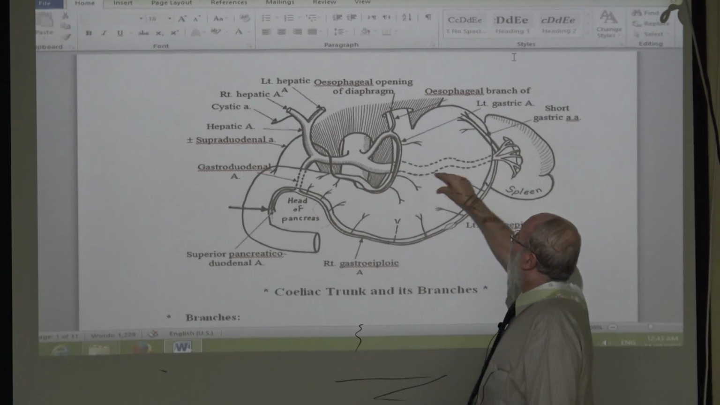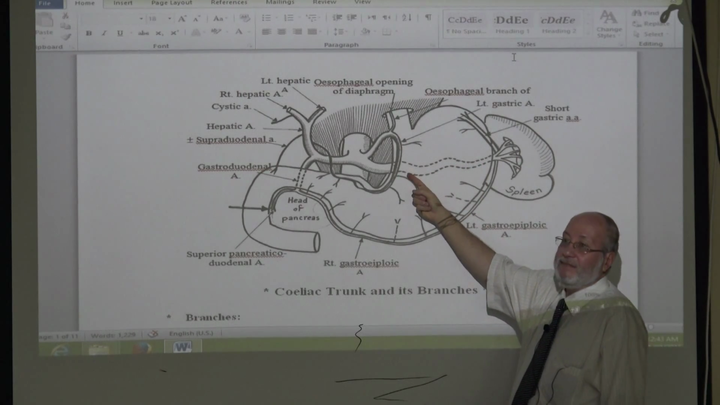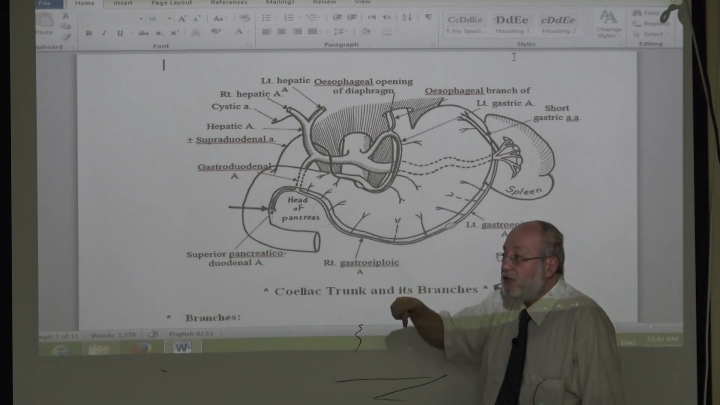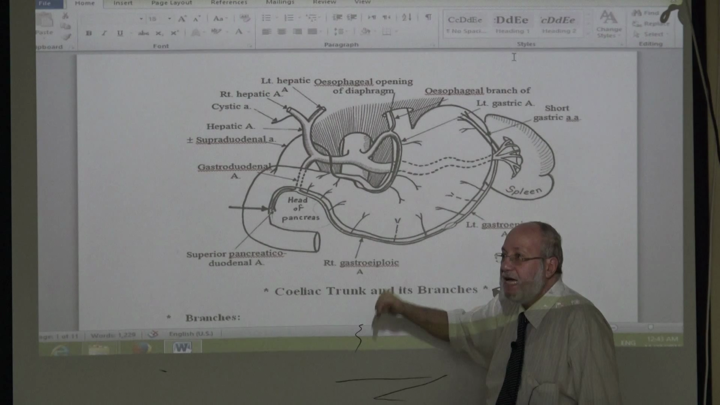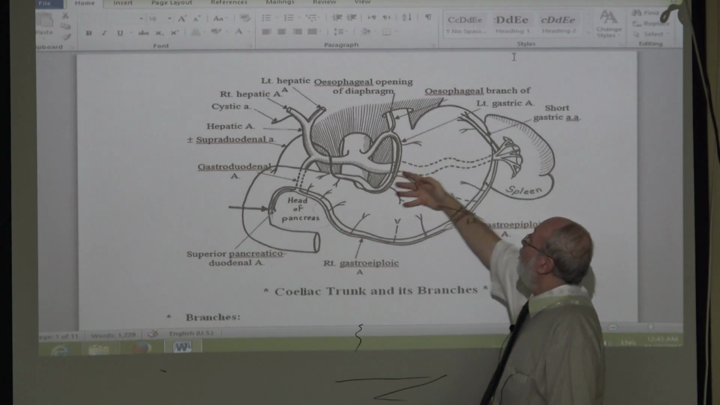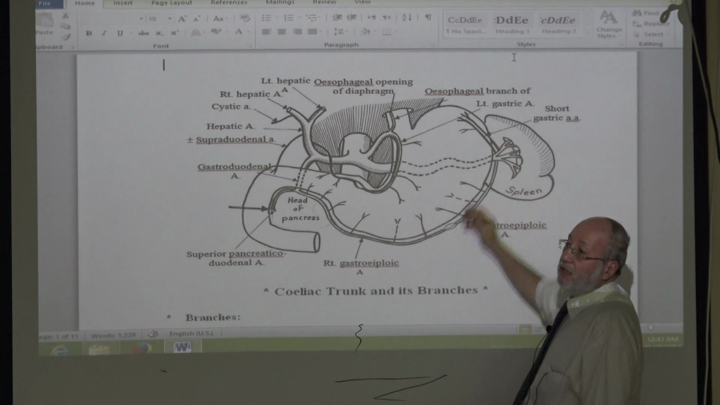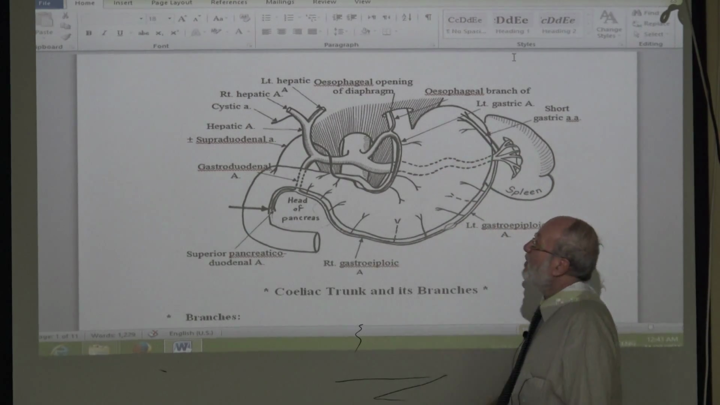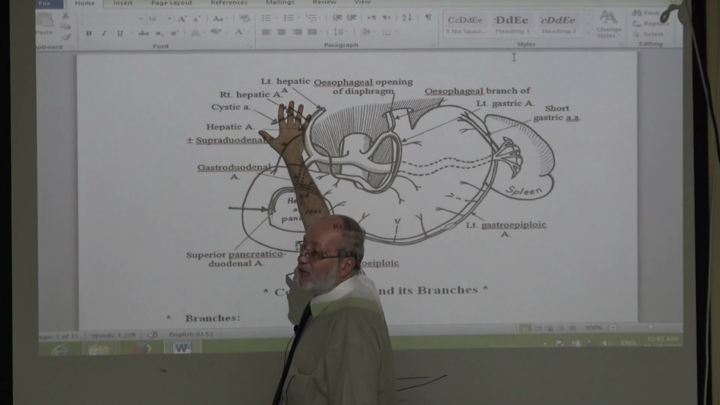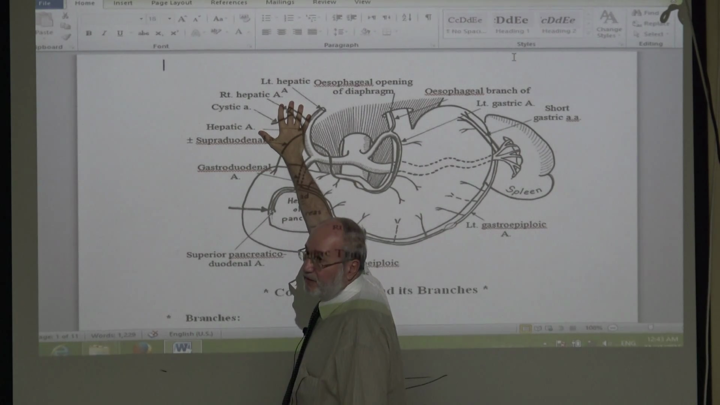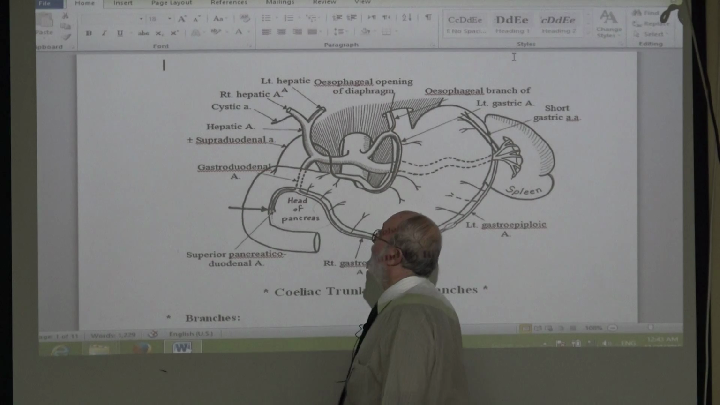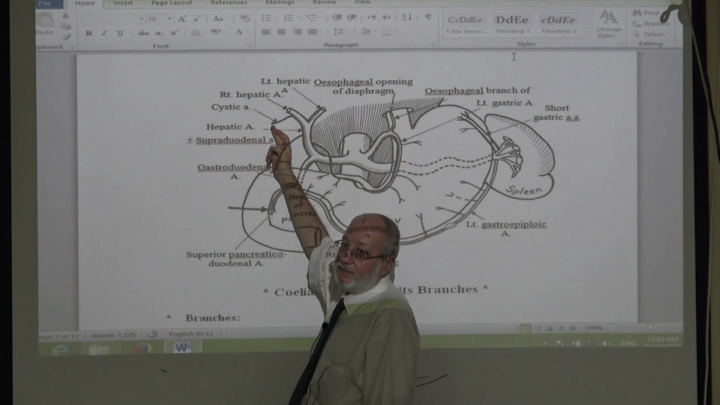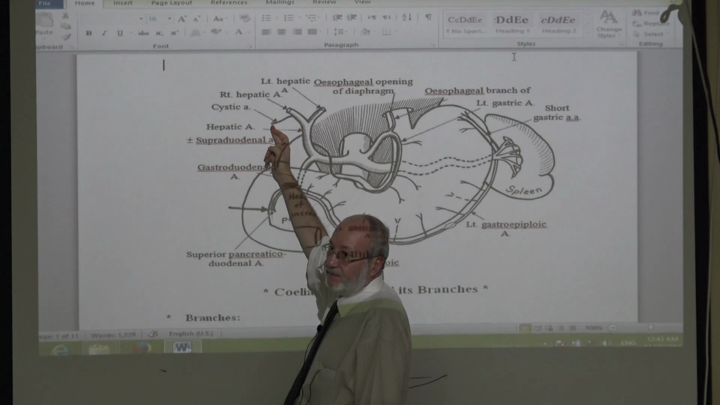Supplying also the neck, body, and tail of the pancreas by the splenic artery, which runs above the pancreas, and during its course it gives pancreatic branches to the neck, body, and tail of the pancreas. Surely we supply the spleen by the splenic artery. Sure we supply the liver by the hepatic artery. Okay? Don't forget that the right hepatic gives a branch to the gallbladder, which is the cystic artery.